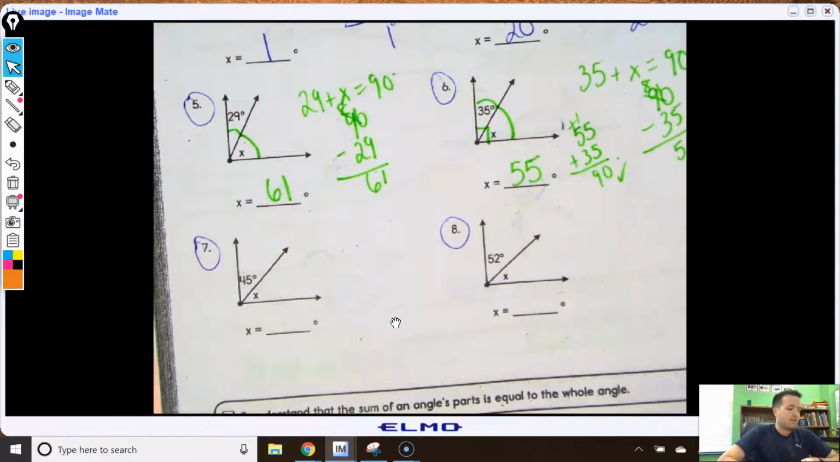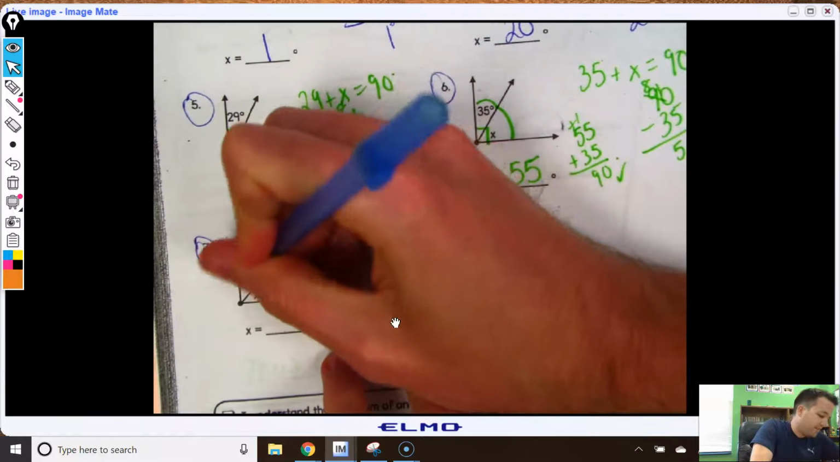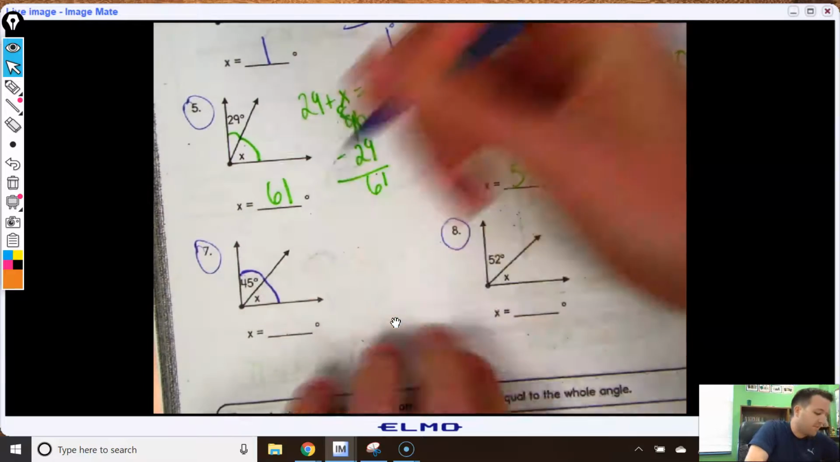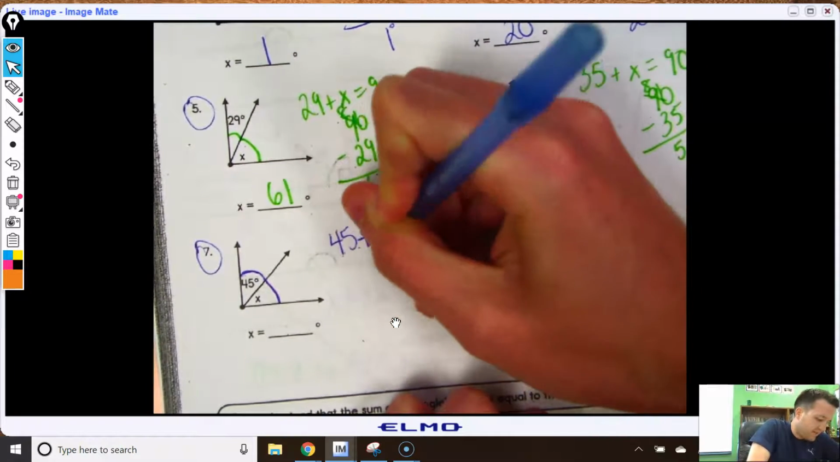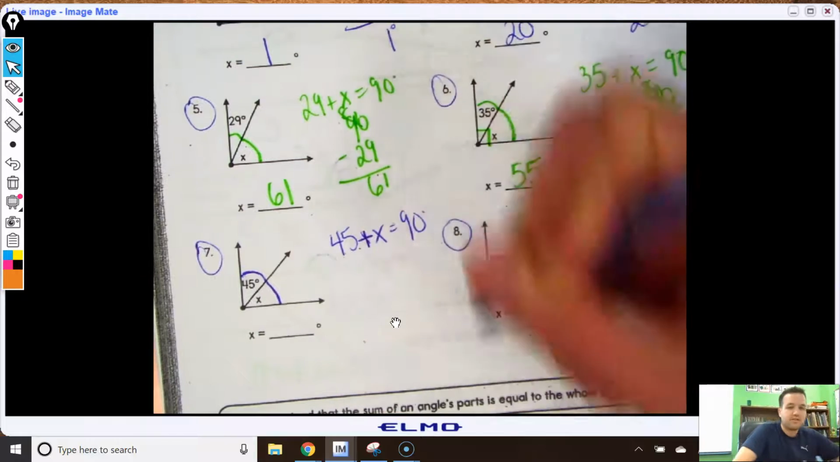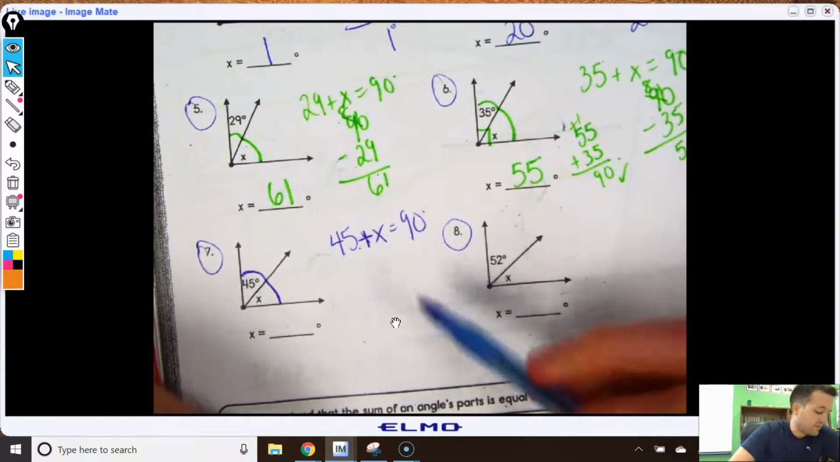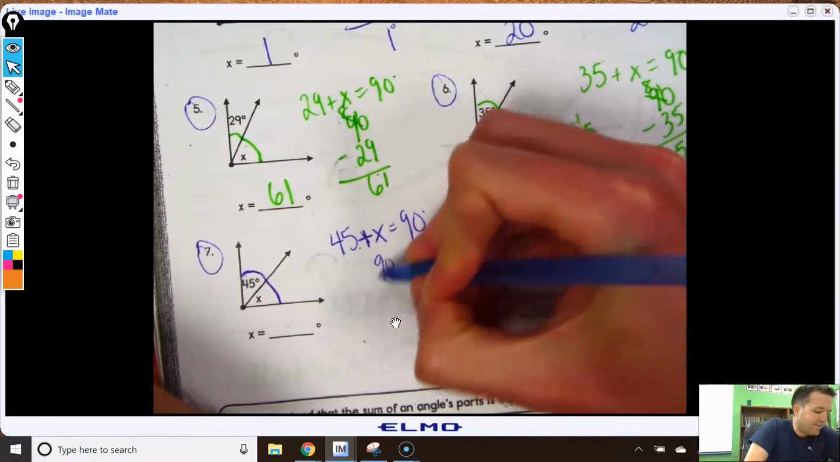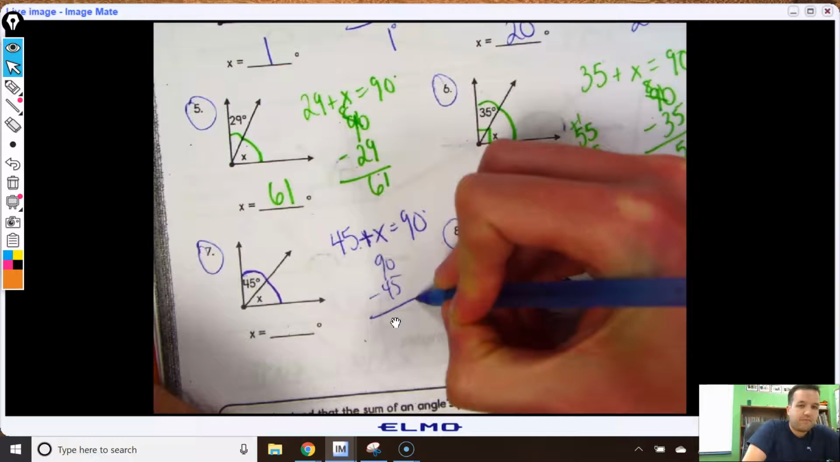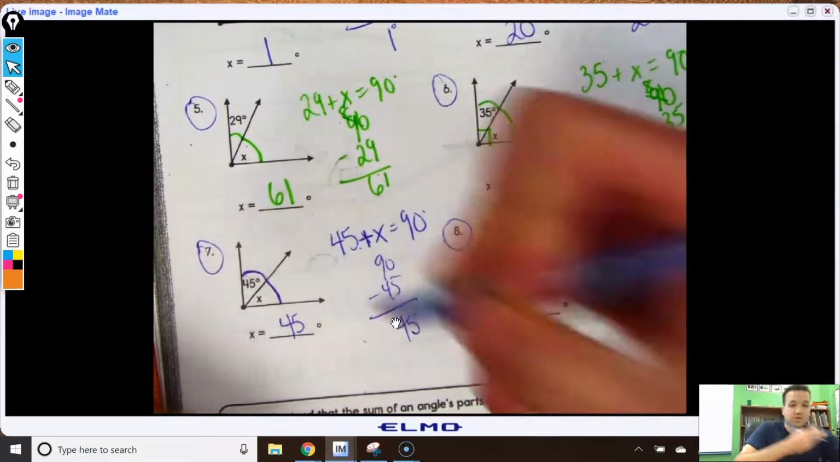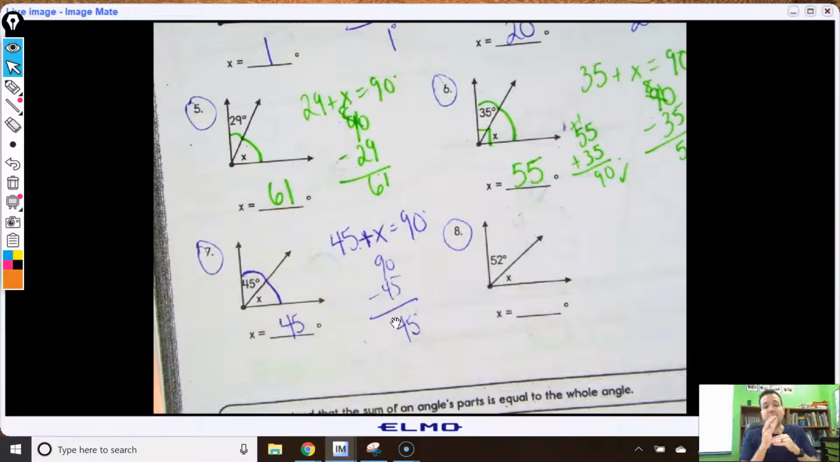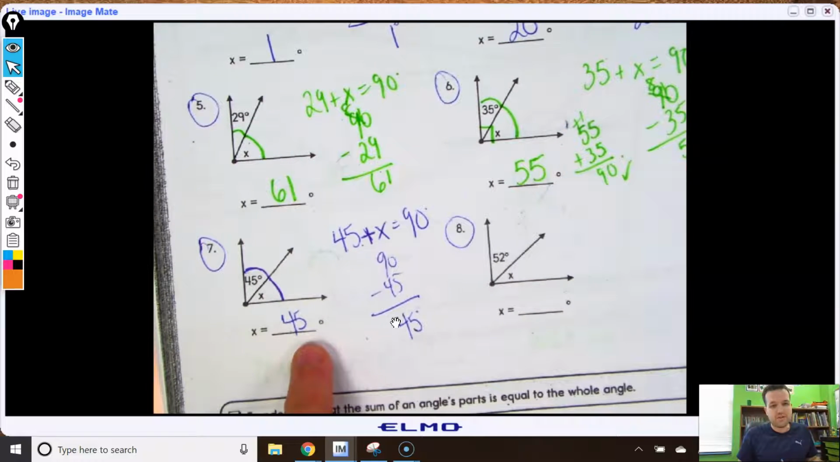All right, number 7. I know that the 45 degree angle plus the measurement of angle x, so 45 plus x equals 90 degrees. They're complementary to each other, complements. I can do 90 minus 45. If I do that, I'm going to get 45 degrees, which again should make sense to you because half of a right angle is a 45 degree angle.